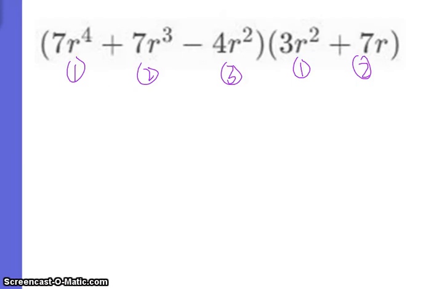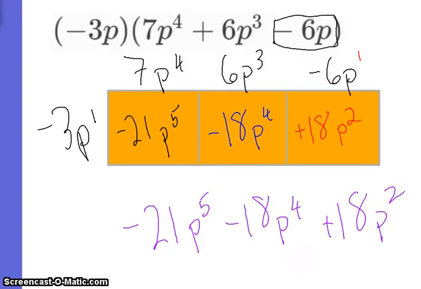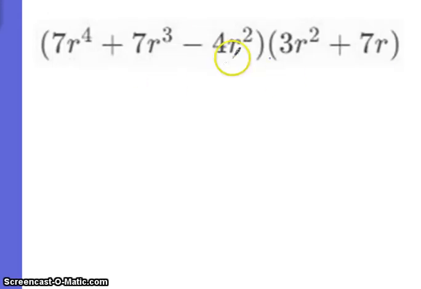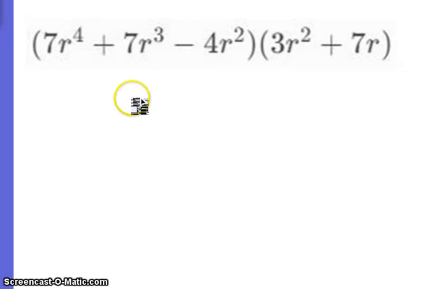In the previous two problems, we've only had a monomial. We could have done this with an old method. We could have done this just by distributing. 3p times 7p to the 4th, 3p times 6p to the 3rd, and 3p times negative 6p. So I just multiplied this way. But this is a problem that I wanted to do to show you how useful the box method can be to keep track of all the stuff that you're multiplying.